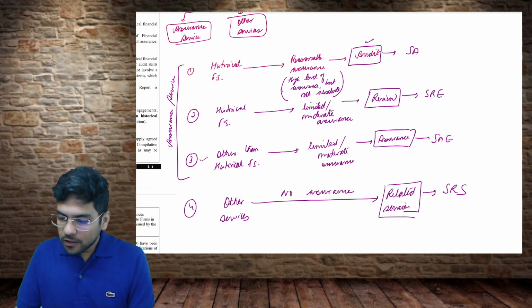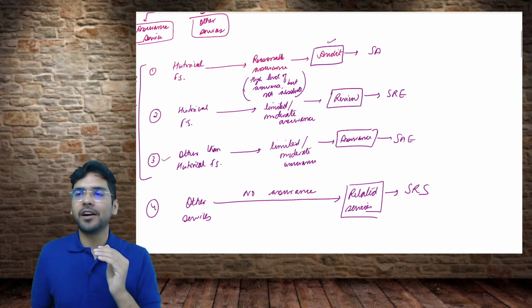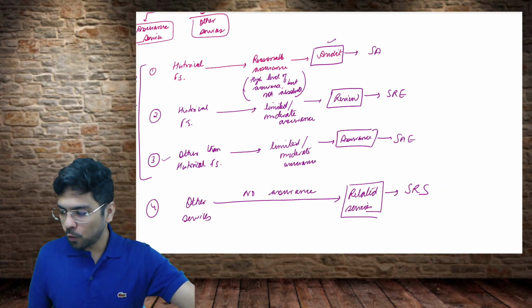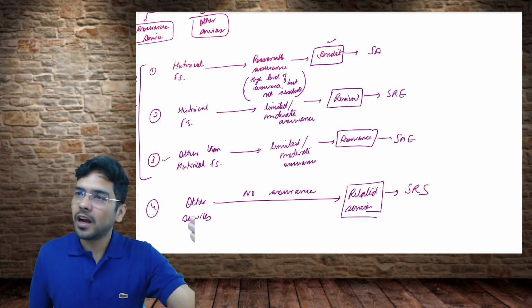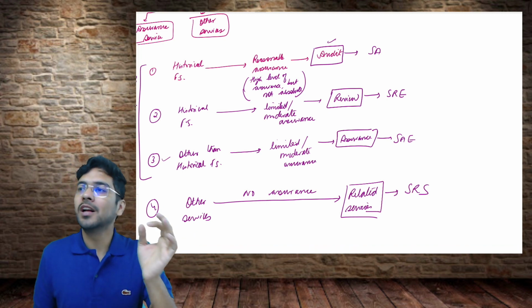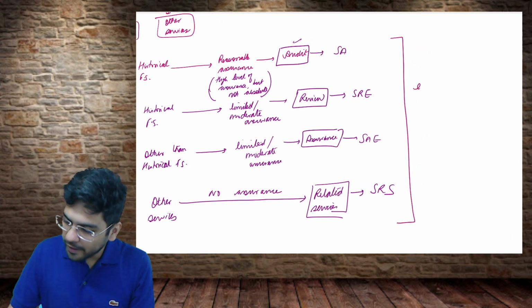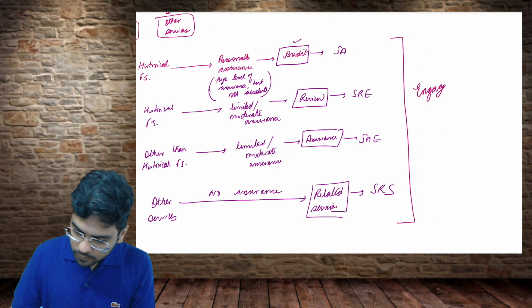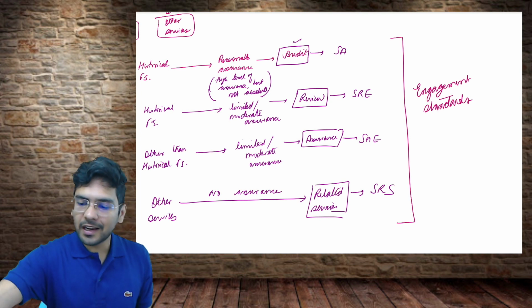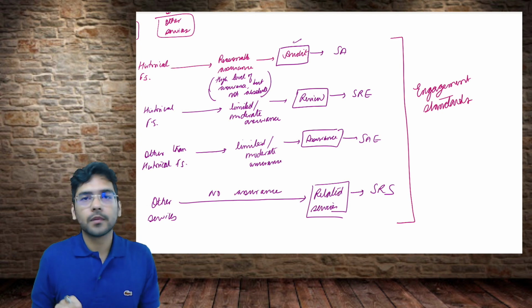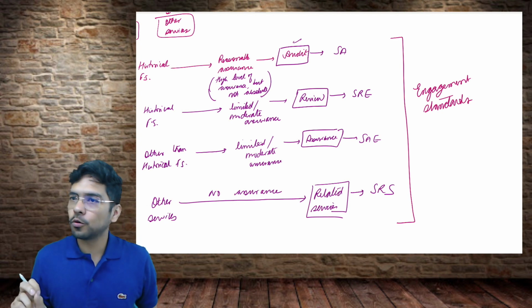And please remember these four standards. Standards on auditing. What is SRE? Standards on review engagement. What is SAE? Standards on assurance engagement. And SRS, standards on related services. These four standards collectively will be called as what? Engagement standards. Are you all okay with this?